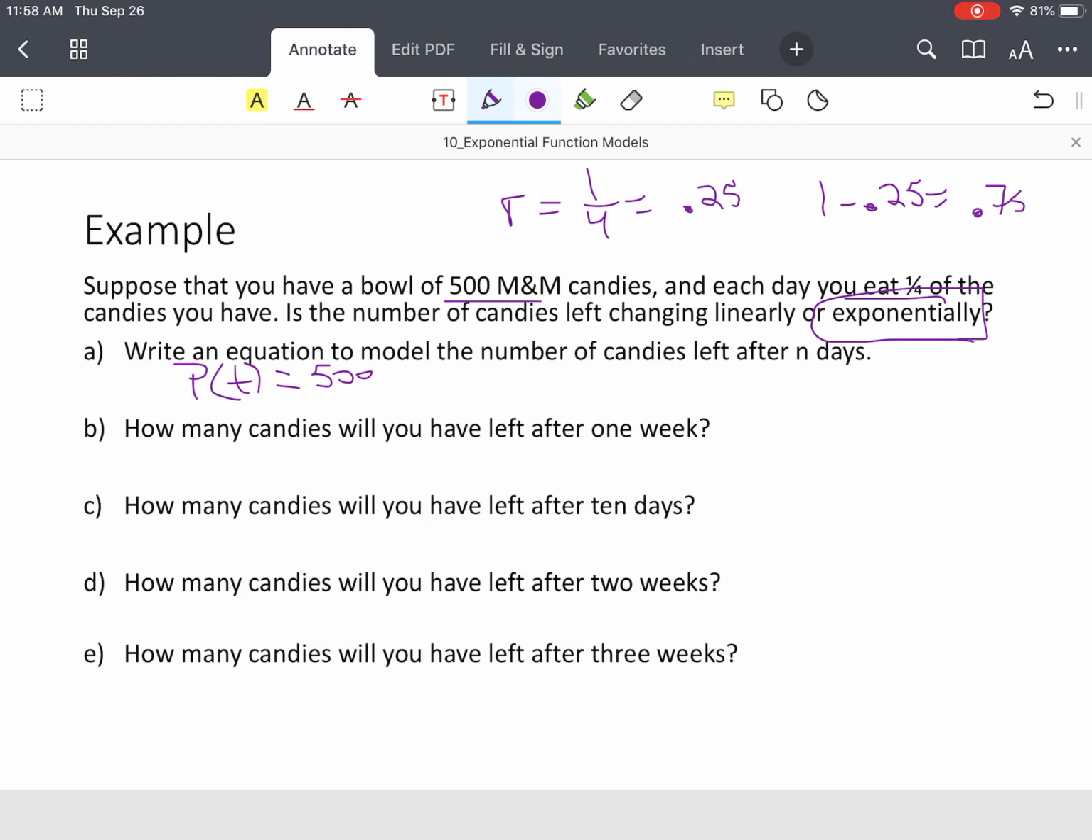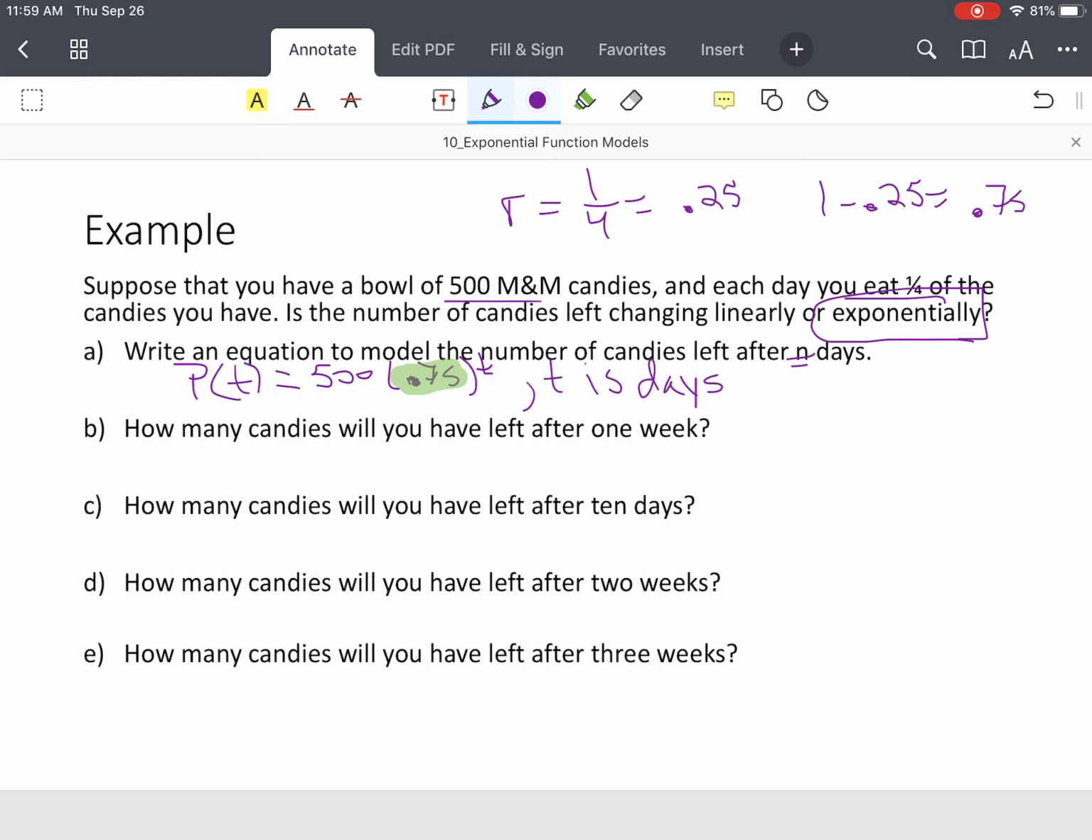0.75. So going back to our equation, P of t would equal 500 times 0.75 raised to a power of t. Now notice what happens. You start out with 500. This 0.75 makes sense because every day you're going to be down a quarter of what you had the day before. So now we've got our model, where t, and it says n, but we're going to use t, is days.